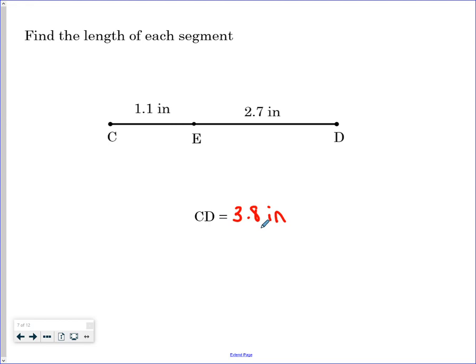How did we get that, obviously? What did we do? We added, right? So we took this piece plus this piece to give us the whole piece. Okay?